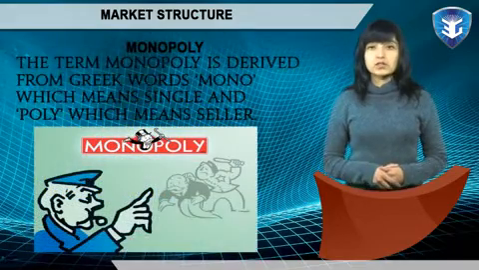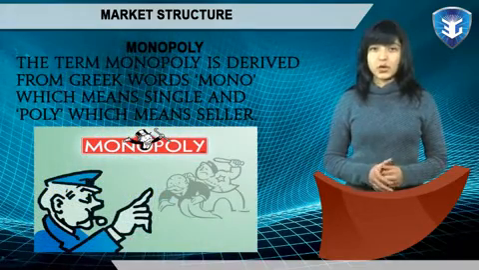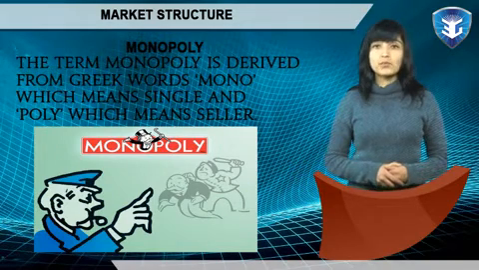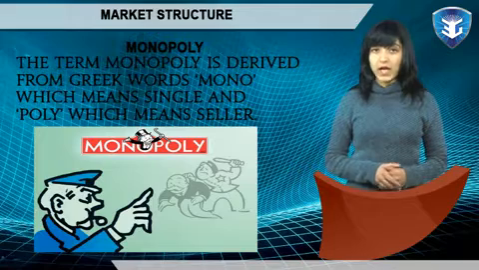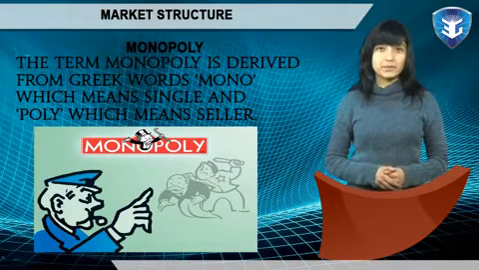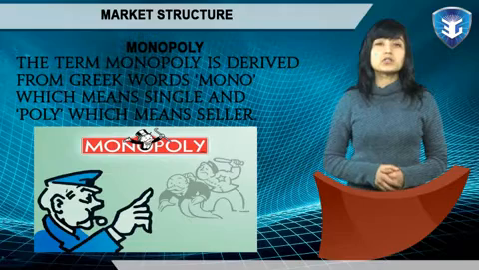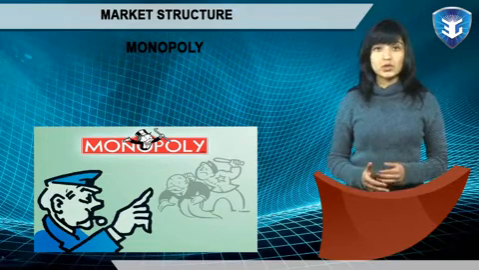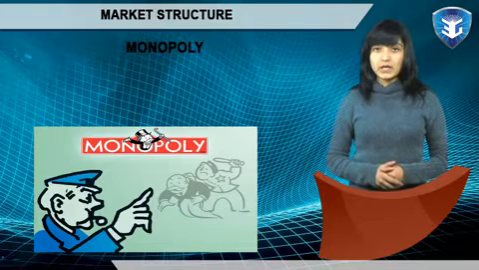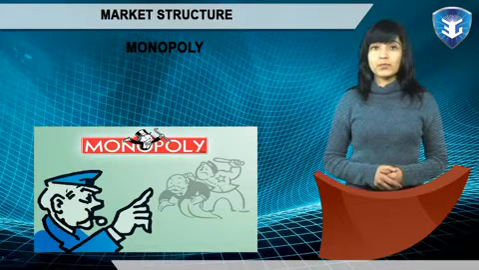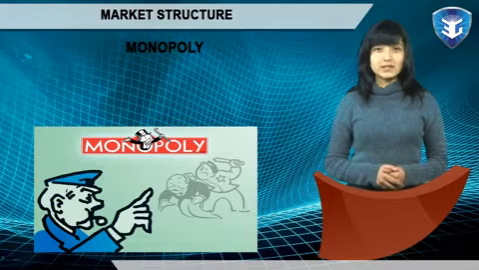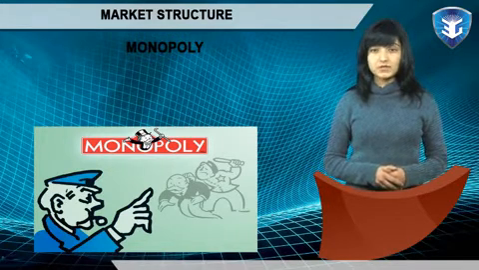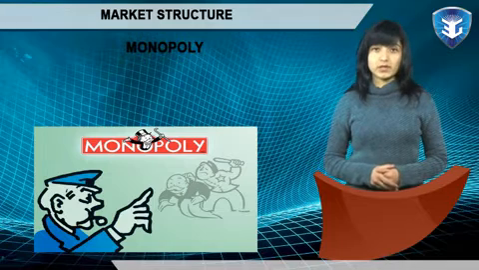Now moving on to the next topic, we will discuss the monopoly. The term monopoly is derived from Greek words mono, which means single, and poly, which means seller. So monopoly is a market structure where there is only a single seller producing a product having no close substitutes. This single seller may be in the form of an individual owner or a single partnership or a joint stock company. Such a single firm in the market is called a monopolist.